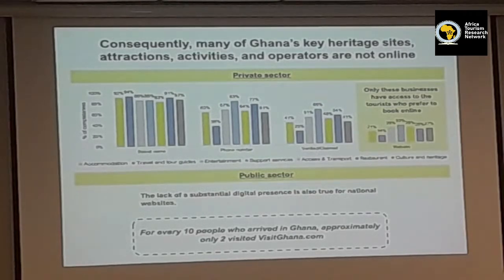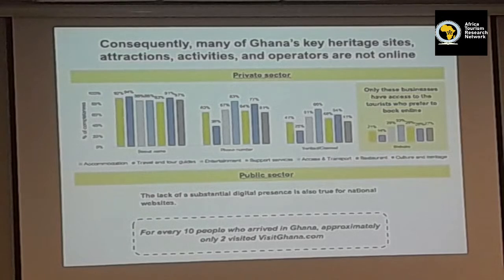Because if we think about it, when someone travels to a new place, to a new country, you want to assess, first of all, where do I want to stay, but then also what do I want to do when I get there. We all work collaboratively across the sector, right? And if I have a hotel based in Accra, but there are no tour guides, no tour operators that are visible online, someone coming to Accra is going to see, okay, I can stay here, but there's nothing to do. So why would I want to come here?